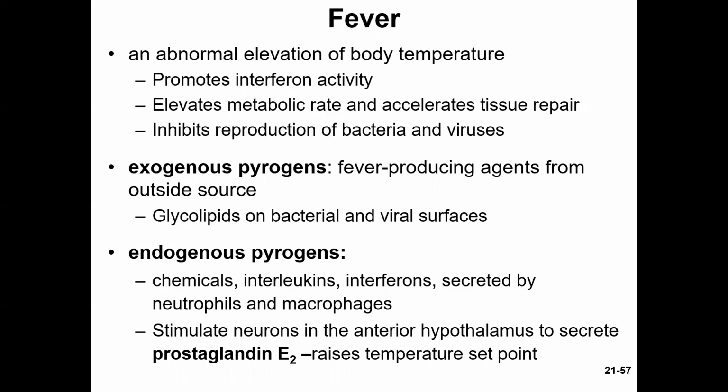Exogenous pyrogens, these are fever-producing agents from outside sources. This could be glycolipids on bacterial and viral surfaces. Endogenous pyrogens are chemicals like interleukins and interferons that are secreted by neutrophils and macrophages. They stimulate neurons in the anterior hypothalamus to secrete prostaglandin E2, which raises the temperature set point.